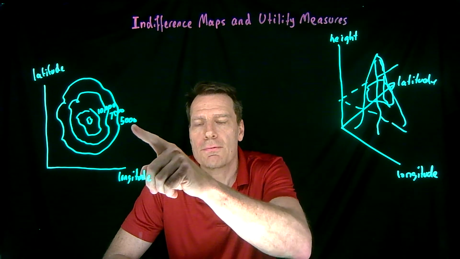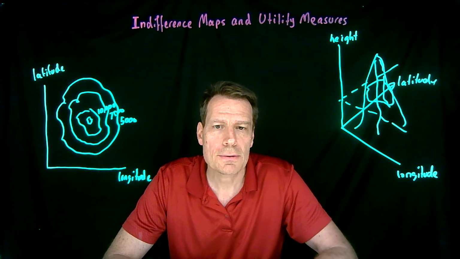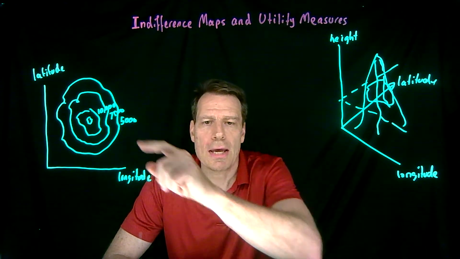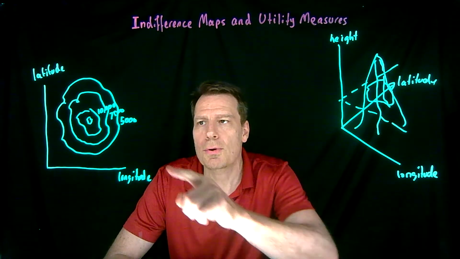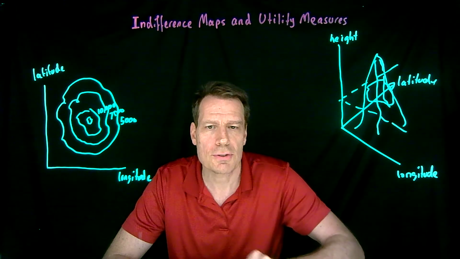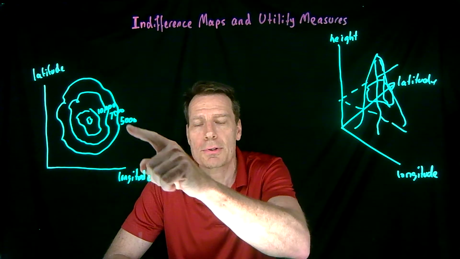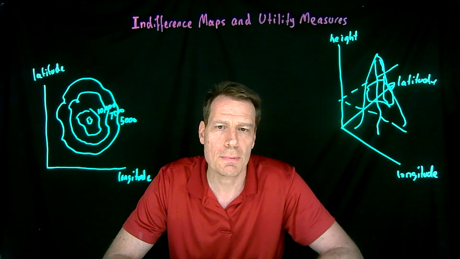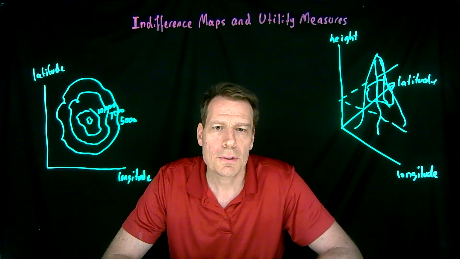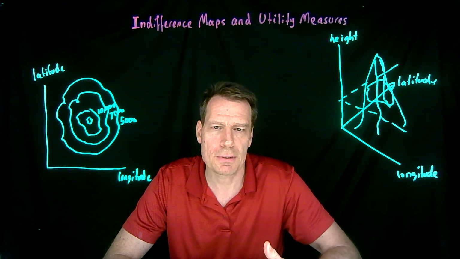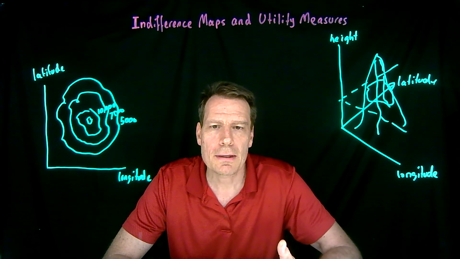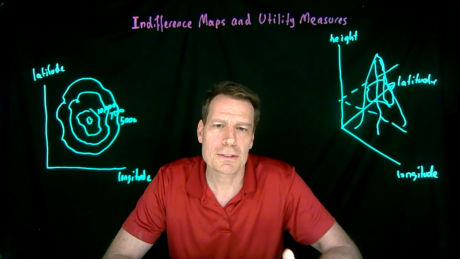So here we measured in feet. If we measured in meters, then those numbers would change. But the shape of the mountain isn't changing. And so the way these levels look isn't going to change. It's just the labels because we're using a different metric to measure height. Well, it turns out the same is true for utility functions and indifference maps. And so I've created another animation to illustrate this. So let's take a look.